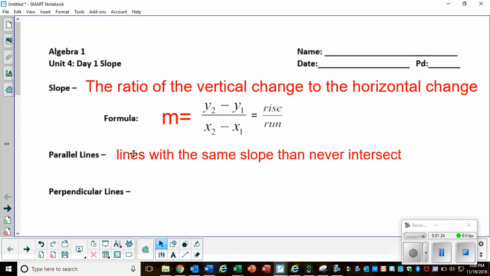Parallel lines are lines that have the same slope but never intersect, so knowing these slopes will help us identify if two lines are parallel or not.